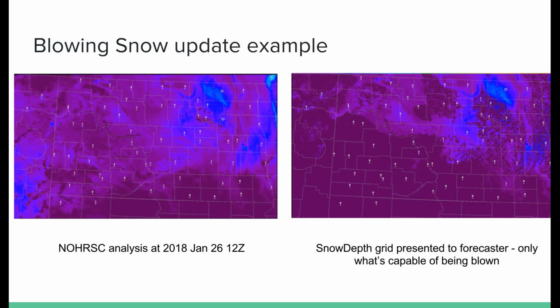So let's take an example of this from the Bismarck office. On the left is your no-risk analysis of snow depth, 12Z on the January 26th. And here's the resultant snow depth grid on the right of what's considered the blowable portion, blowable pack.